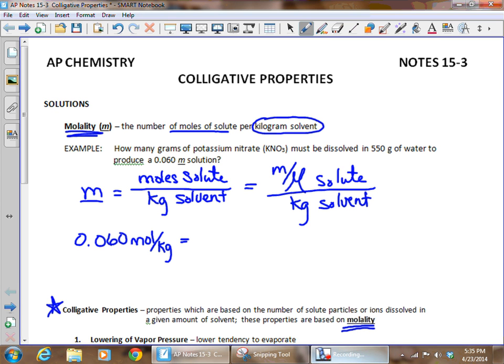It's asking us to find, in this case, the mass of the potassium nitrate. So we're going to use the mass over molar mass form. And if we add up 1 potassium, 1 nitrogen, and 3 oxygens, we get 101.11 grams per mole. Dividing that by kilograms of the solvent. Be careful, lots of times it's given to you in grams, so make sure you change that to kilograms of solvent.